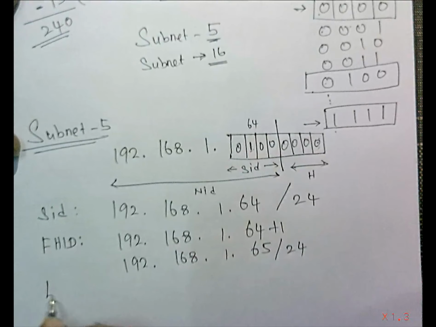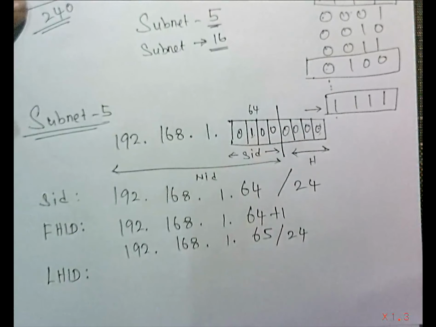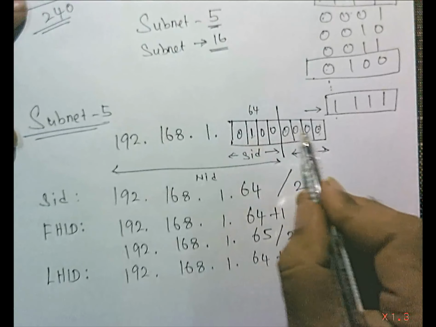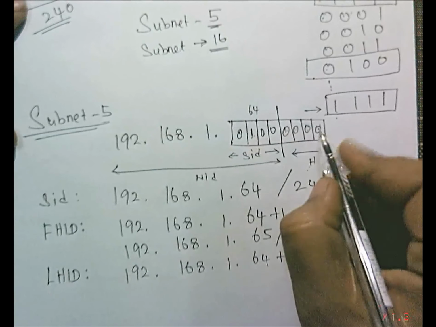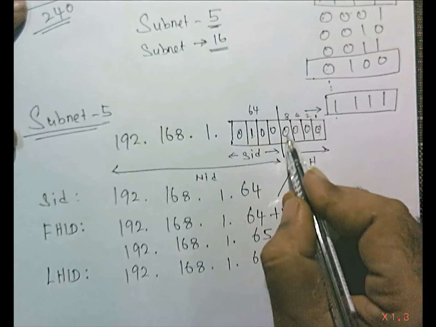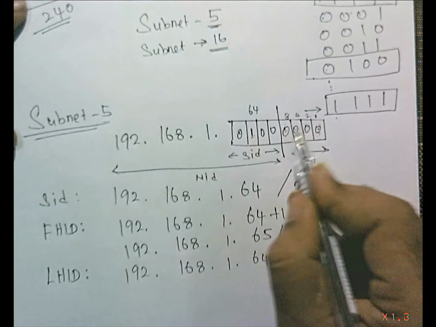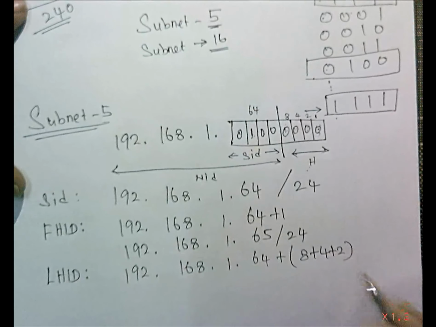Now last host ID. What is the last host ID? To find the last host ID, you have to make everything 1 except the last bit 0 in the host part. So in that case 192.168.1 dot. Already we have 64 here, 64 plus, so we are going to make all these 3 bits 1 except the last bit. In the host, make everything 1 except the last bit. So this is 1 2 4 8, I'm directly writing the place values. So 8 plus 4 plus 2.